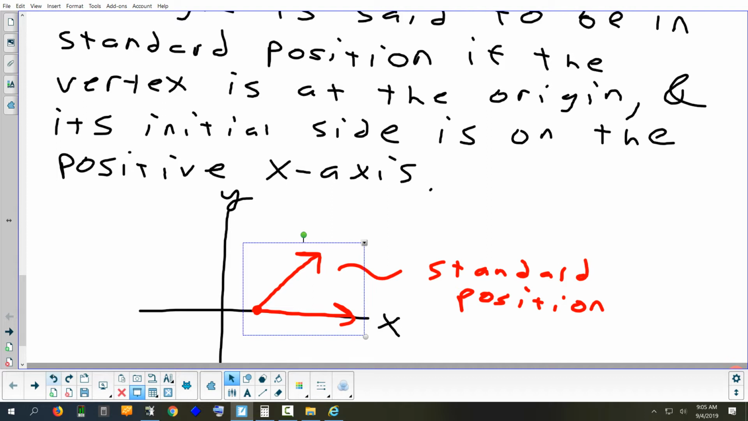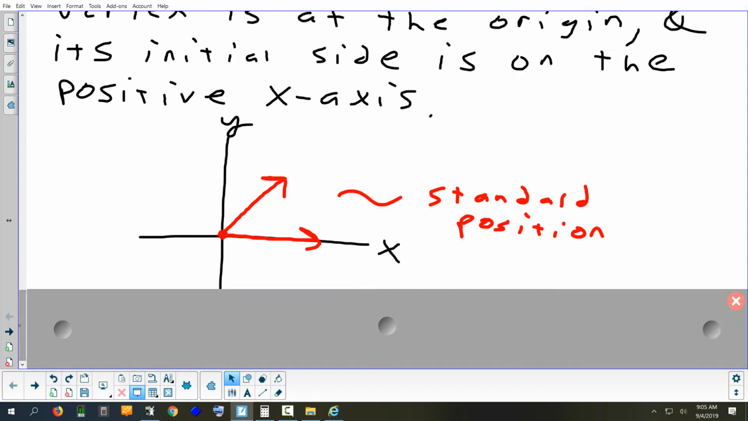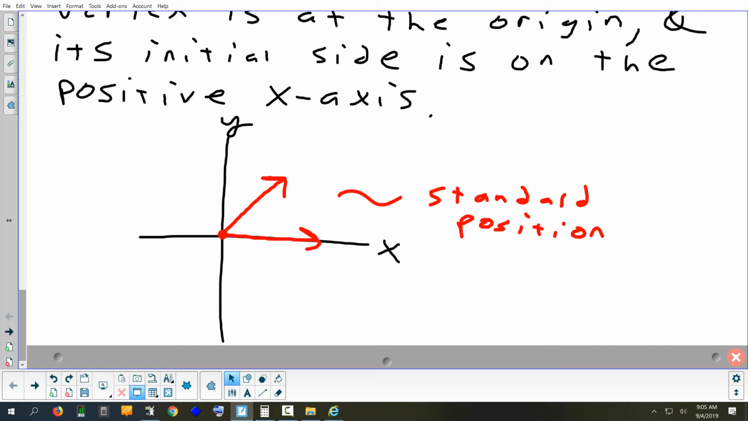So what standard position does is, if I said to you, all right, I want everyone to draw a 45-degree angle, everybody's would look pretty much the same. It's not like some people would have it twisted or turned, as long as I say to draw it in standard position. Everyone would have the initial side on the positive x-axis, and then the terminal side halfway between the x and the y-axis for our 45. Any question on that? Just some background stuff with angles.